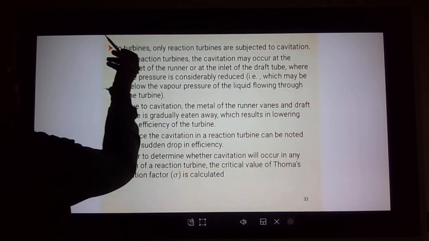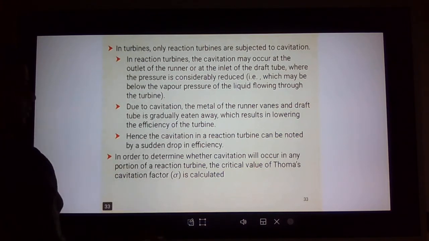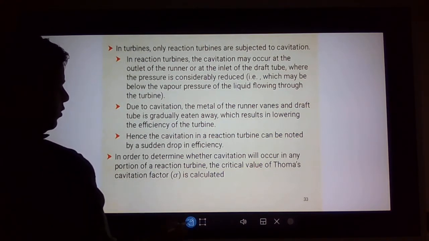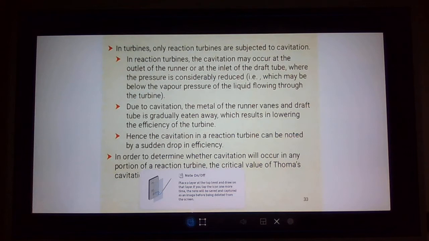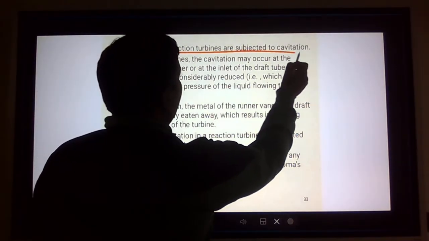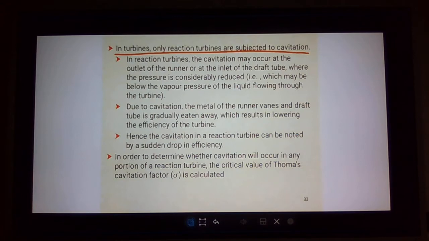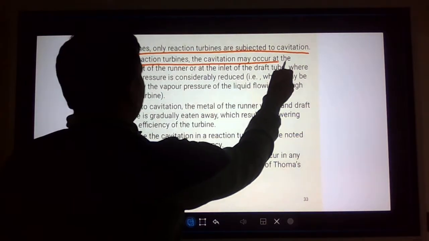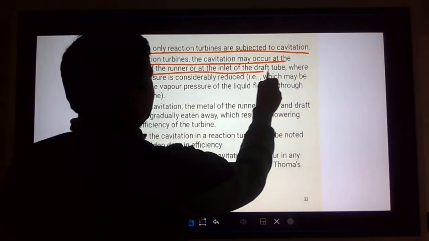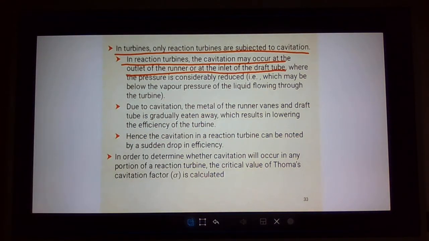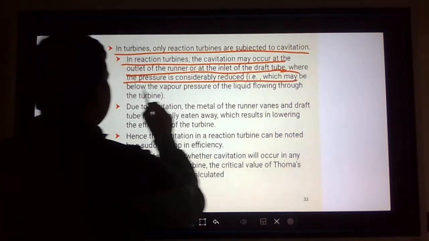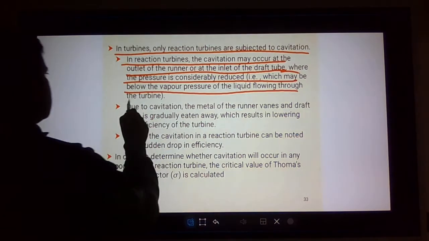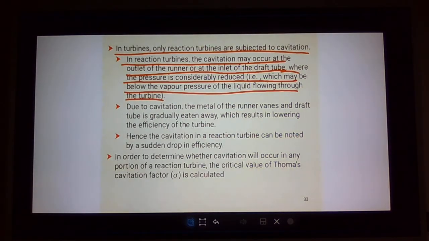So this type of cavitation in turbines will only occur in the case of a reaction turbine, because in a reaction turbine the pressure at the outlet is low, below atmospheric pressure. So this type of cavitation occurs only in the reaction turbine. In a reaction turbine, it may occur at the outlet of the runner or at the inlet of the draft tube. The outlet of the runner is connected with the inlet of the draft tube, where pressure is considerably reduced, which may be below the vapor pressure of the liquid flowing through the turbine.